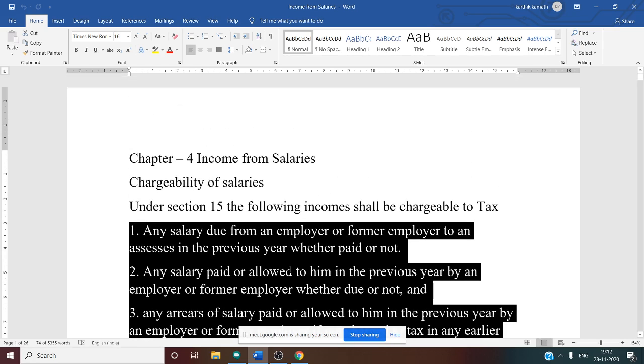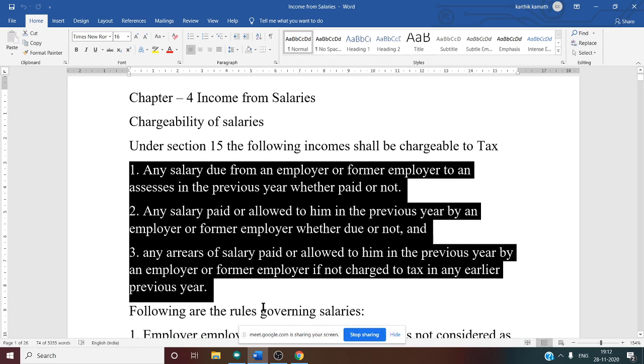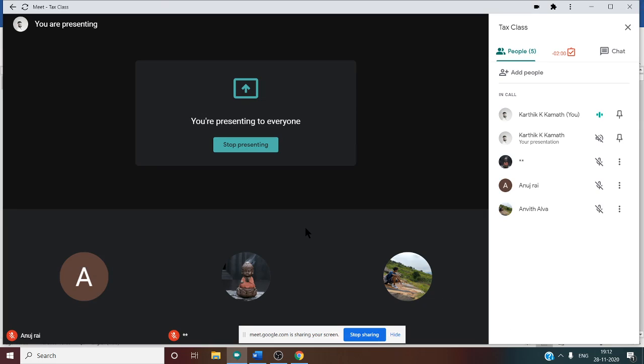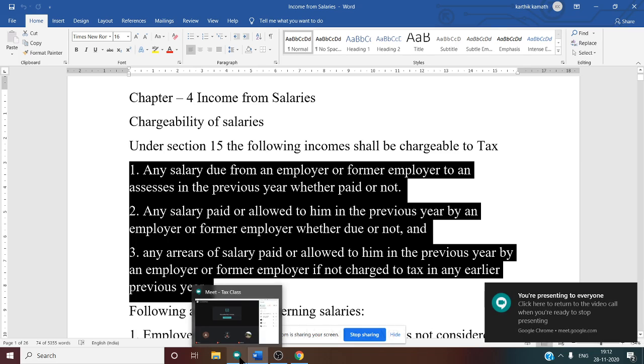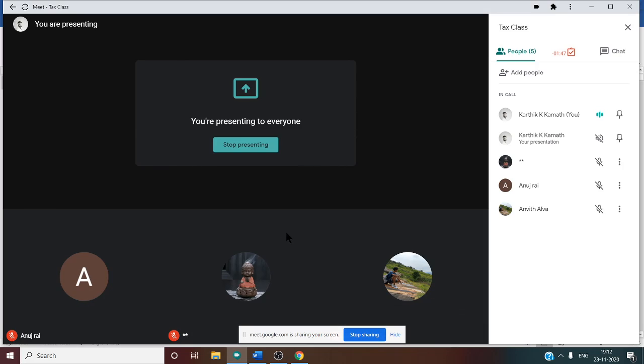So we are discussing chapter number 4, income from salary. Under that, first one is chargeability of salary. So in short, you can say salary means an amount due to an employee from an employer in the previous year. It may be any arrears. Arrears means, suppose 2 to 3 months' salary is not given and it is due and it is given at a time. In that case also it is treated under the head salary.